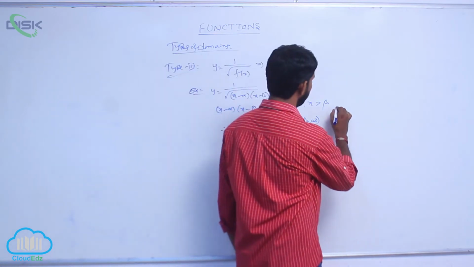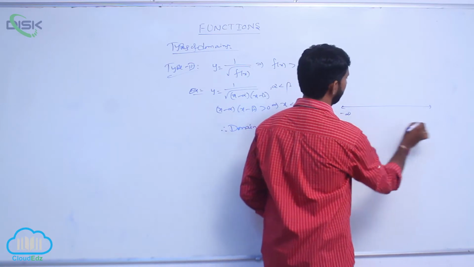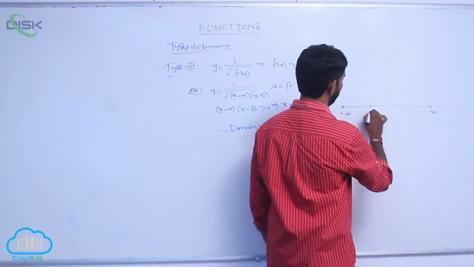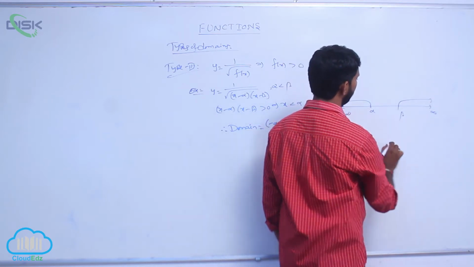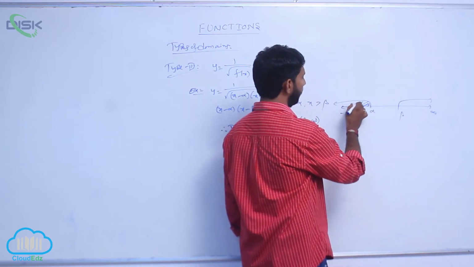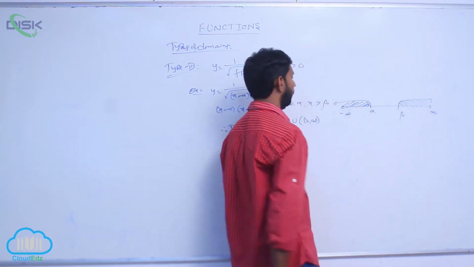It can be written as in number line. So minus infinity, plus infinity, alpha and beta, less than alpha on the left side and greater than beta on the right side. That is, its domain is minus infinity comma alpha union beta to infinity.